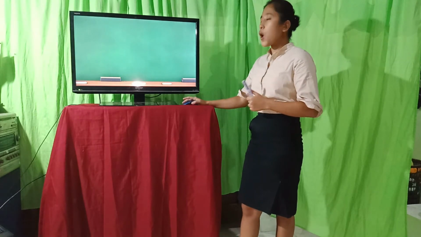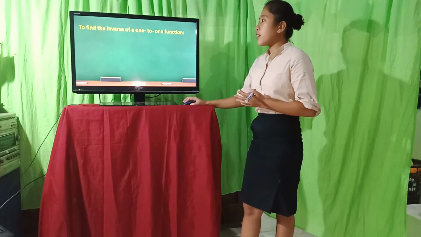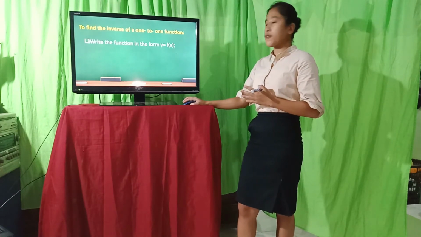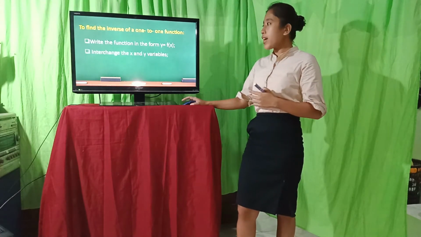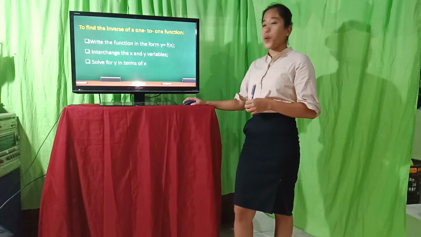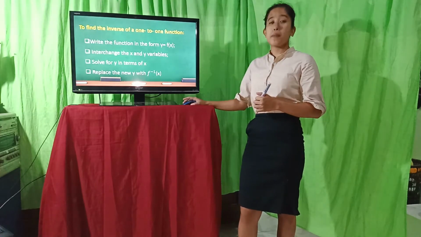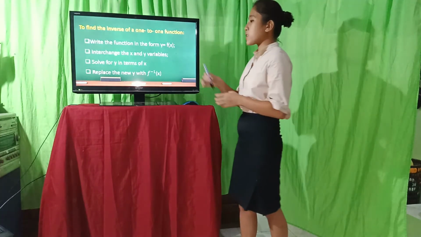So next, how do we find the inverse function? First, write the function in the form y equals f of x, or f of x equals y, and then interchange the x and y variables. The third step is to solve for y in terms of x and replace the y with the inverse of x. So let's apply this.